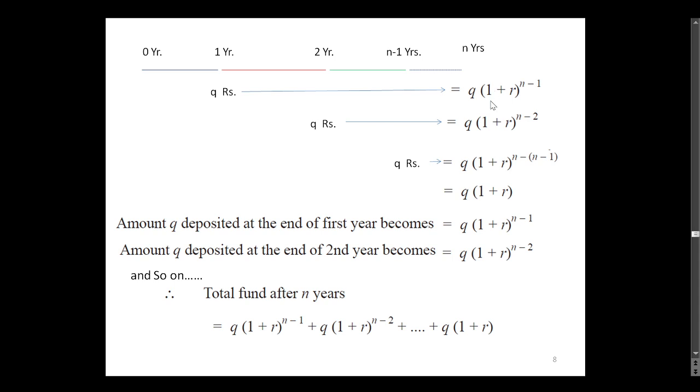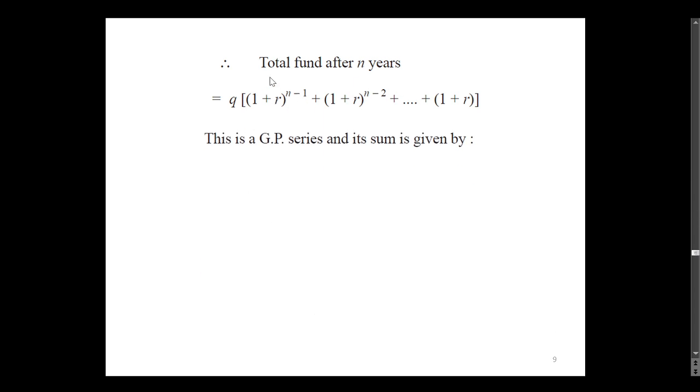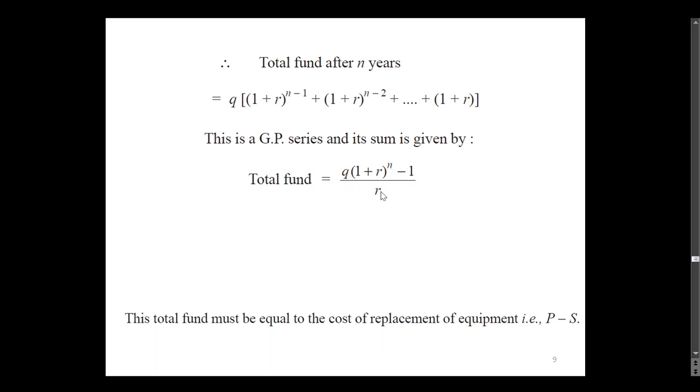Now we have added all these terms, first term, second term, like this. All the terms will be added here. So this Q is common, so we can take the Q common from each term. So we get this total fund after n years, this expression. This is a geometric progression series, and its sum is given by total fund is equal to Q times (1 plus R) raised to n minus 1 upon R.